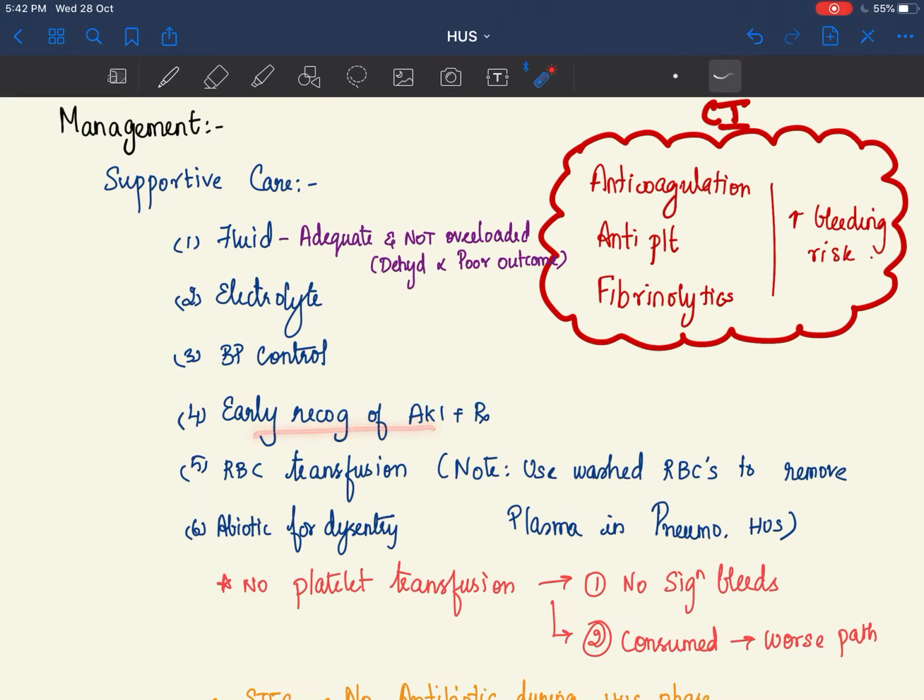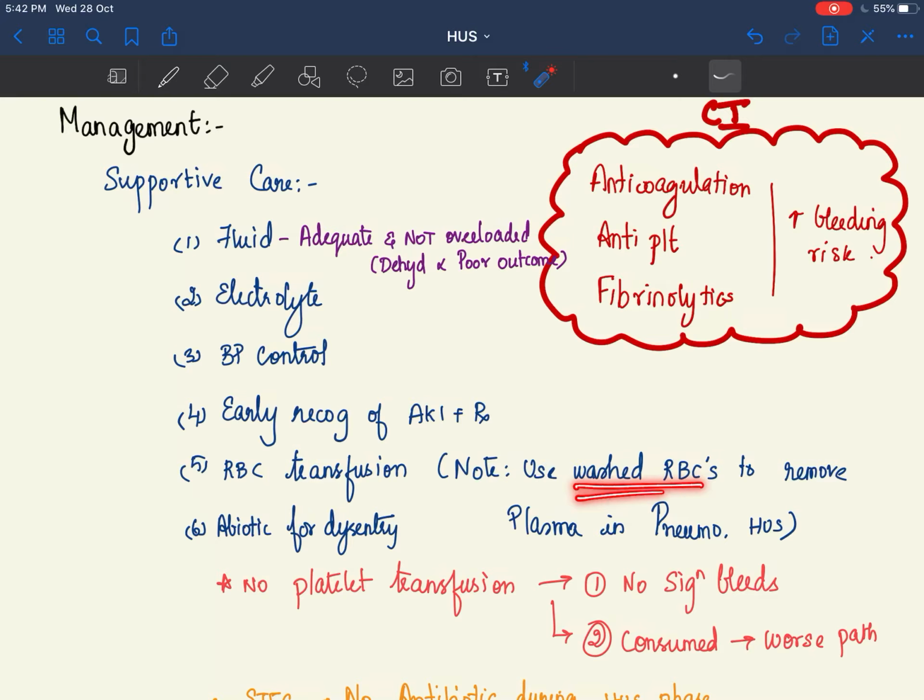Early recognition of acute kidney injury is important because you need to institute dialysis, and during the acute phase 50% of them may require dialysis. RBC transfusion will be required in nearly 40% of patients because of brisk hemolysis. The important point to note is that in pneumococcal HUS you need to use washed RBCs to remove as much plasma as possible, because the patient's RBCs have exposed T antigen, the Thomsen-Friedenreich antigen. You don't want the antibodies from the plasma to attack these RBCs, correct?